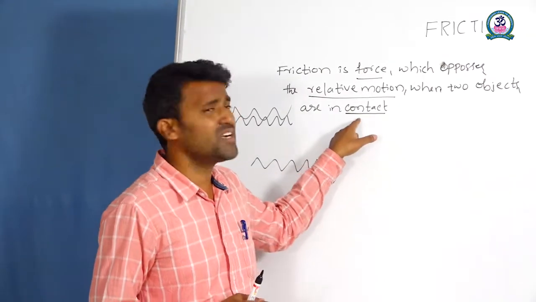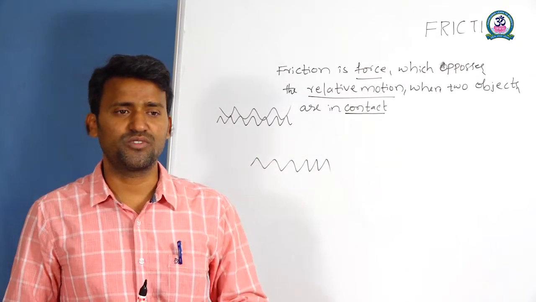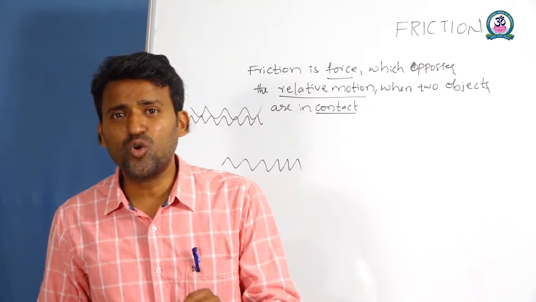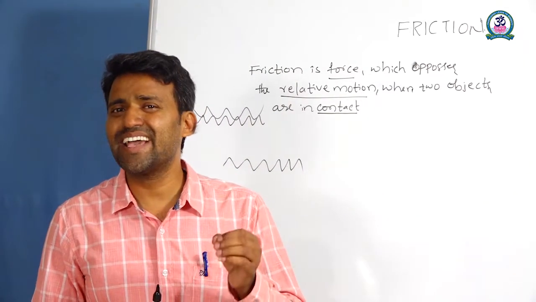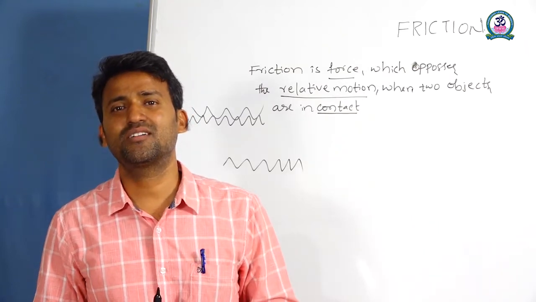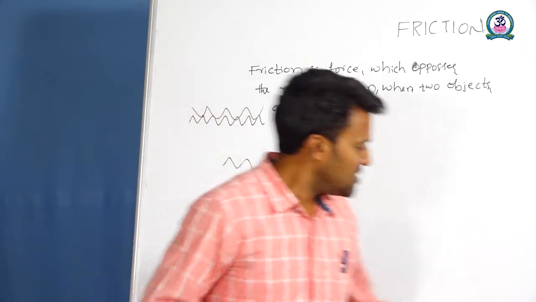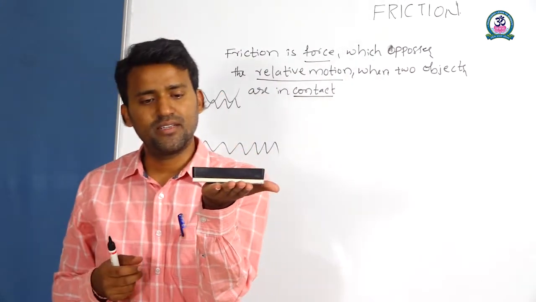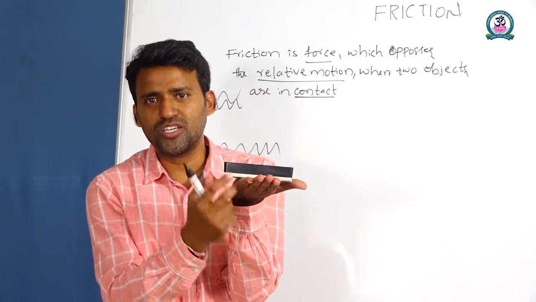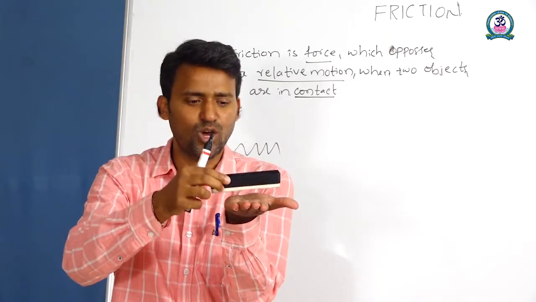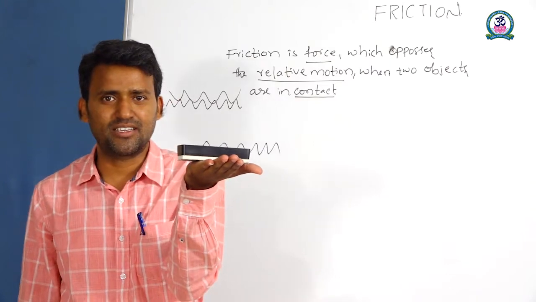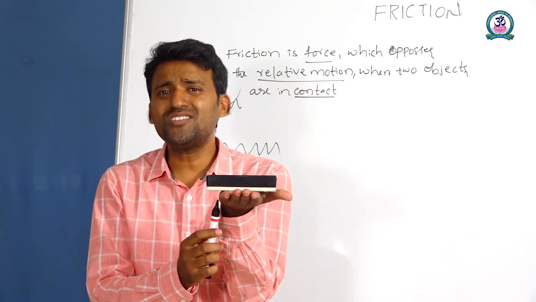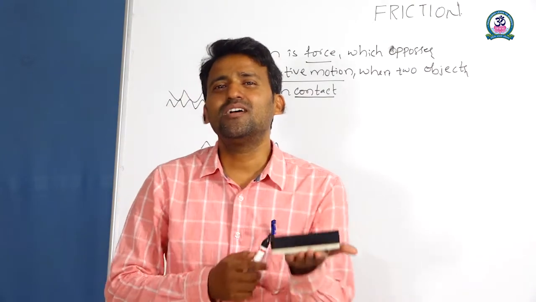And the last one, contact force. What is contact force? Contact force means when two objects are in contact, a force exists. That force is called contact force. For your understanding, see this duster I kept on my hand. In this situation, my hand is one object, the duster is one object. Now these two are in contact. Now a force exists. When two objects are in contact, one force exists. That force is called contact force.